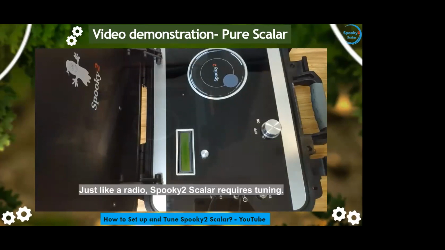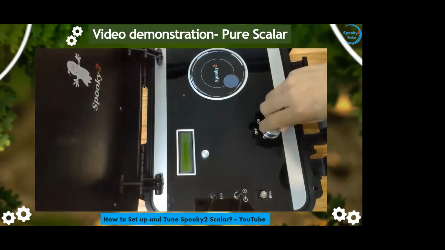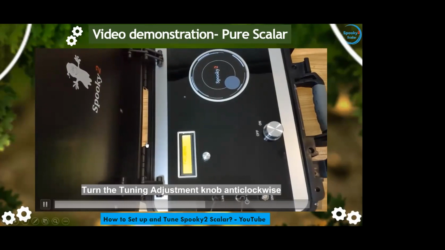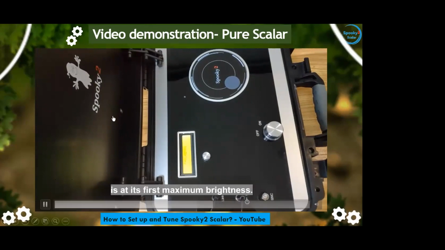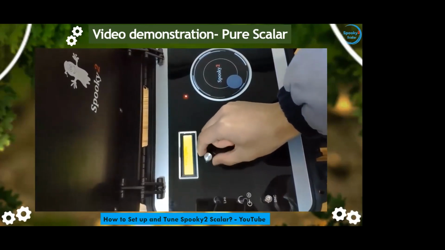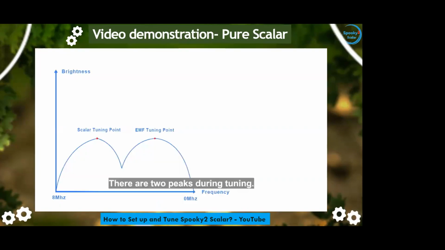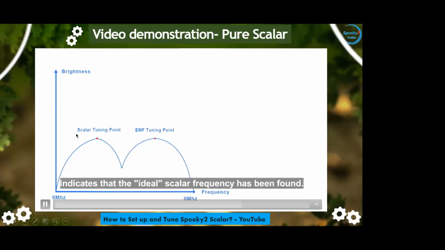Just like a radio, Spooky2 Scalar requires tuning. It is very simple to do. Turn the tuning adjustment knob anti-clockwise until the tuning light beside the transmitter coil is at its first maximum brightness. There are two peaks during tuning. The first peak in the indication light indicates that the ideal scalar frequency has been found.